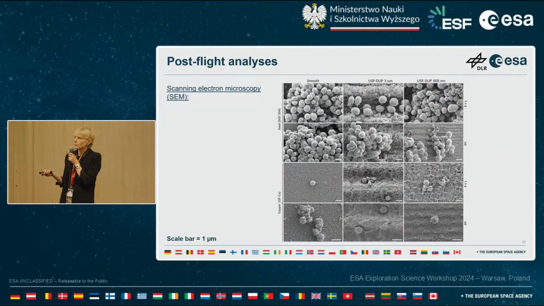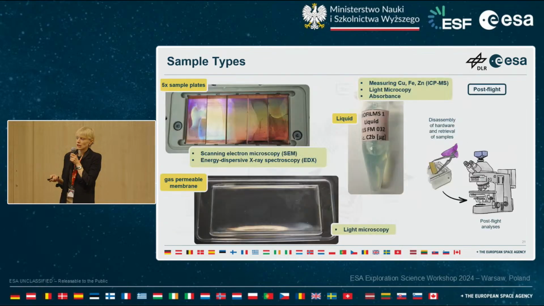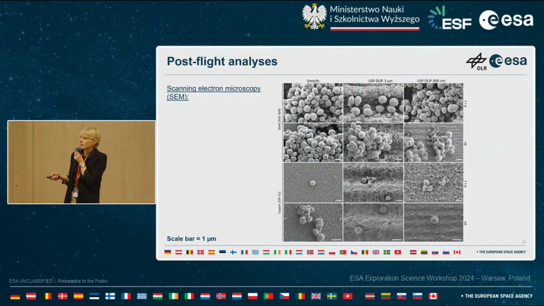And I'm not going to show a lot of results today, so we are still in the analysis phase, but I'm going to show you some results of the scanning electron microscopy and also of the ICP-MS data. So here you can see scanning electron microscopy images from the biofilms experiment. And you can see here these upper two rows are steel and these lower two rows are copper.